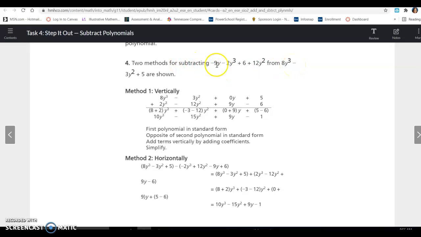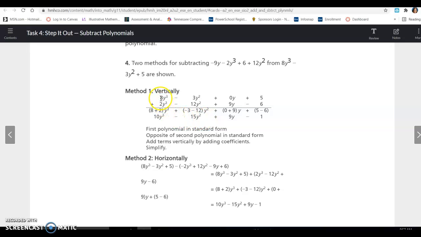All right, it says two methods for subtracting this from this. So that's why they put this one first. We're subtracting from this, so this 8y cubed minus 3y squared plus 5 goes on top. And you can see they put a 0y as a placeholder because you don't want to combine the 5 with the y. So if it's missing a term, this one was missing the linear term, just add 0 as a placeholder. And we'll do that a little bit later when we're dividing polynomials as well. So this is good practice.